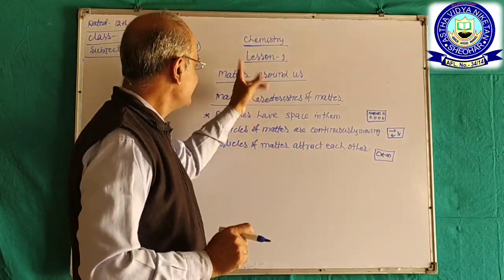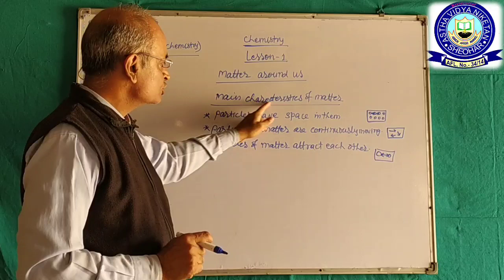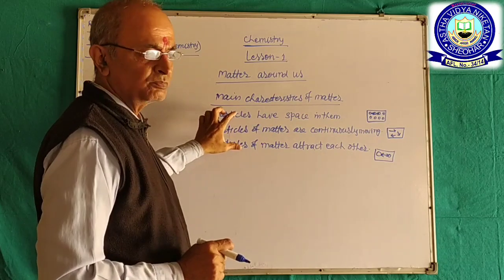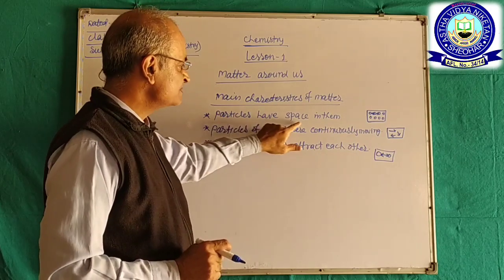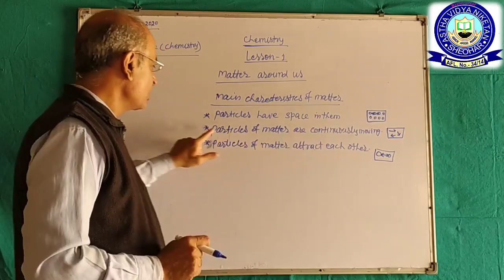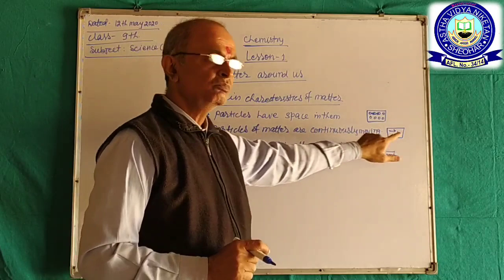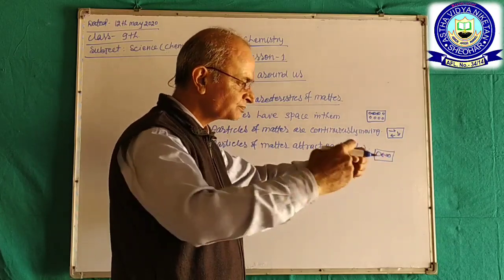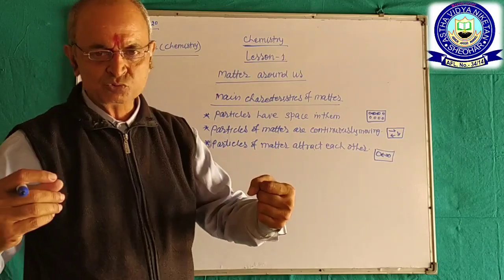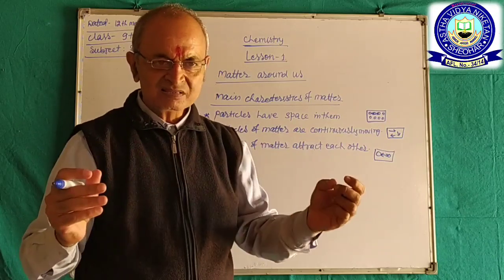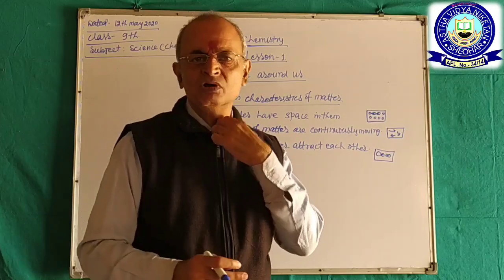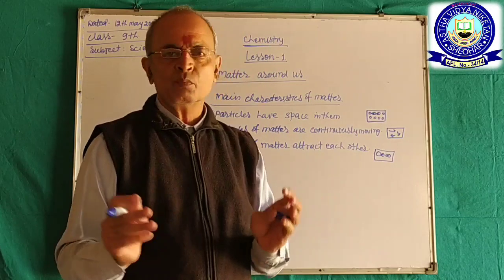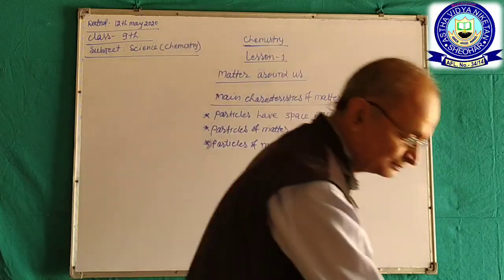That's it. Next, the physical characteristics of matter. There are three main physical characteristics of matter. Particles have space in them like this. Particles of matter are continuously moving like this. And the particles of matter attract each other. Either pull or push. Attraction and repulsion are the same properties of magnetism, found because of the force of attraction. Okay.